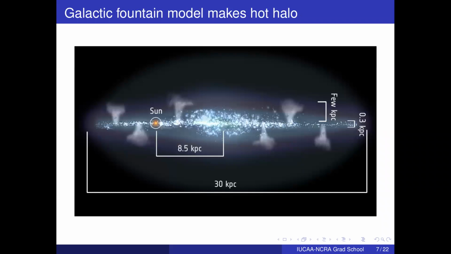Okay. So feedback. The Sun is 8.5 kiloparsecs away from the center of the Milky Way, which itself is 30 kiloparsecs in length, but has a thickness of only 0.3 kiloparsec. Very thin, long disk, about 100 times as long as it is thick. Because it is so thin, what can happen are what are referred to as galactic fountains.